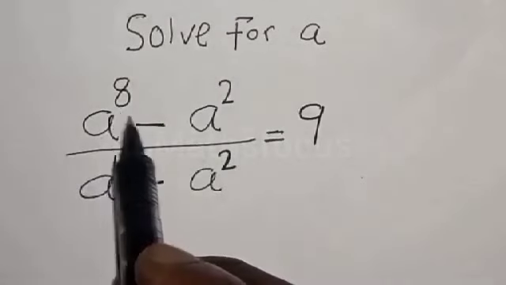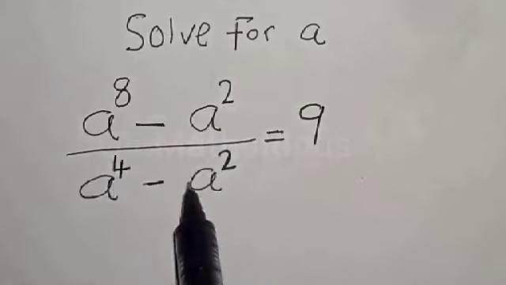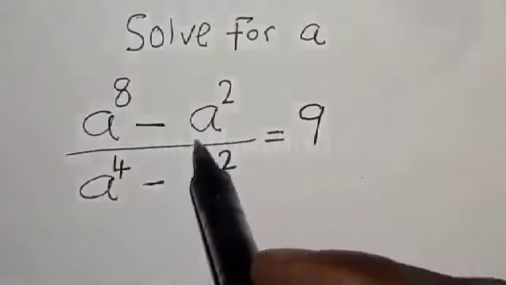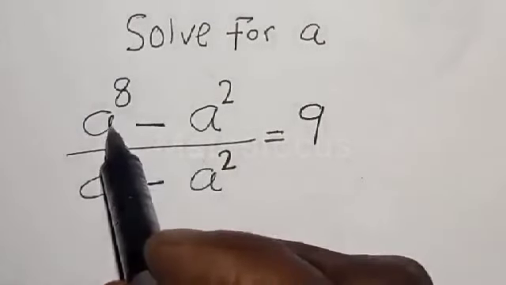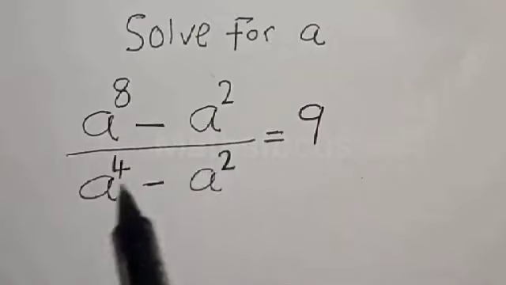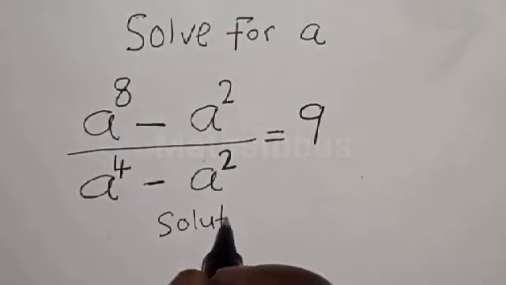a raised to power 8 minus a squared divided by a raised to power 4 minus a squared is equal to 9. We want to find the value of a from this given equation. a raised to power 8 minus a squared divided by a raised to power 4 minus a squared is equal to 9.